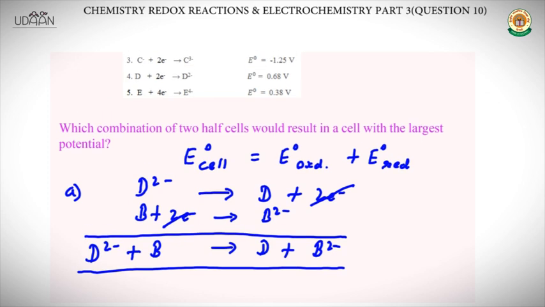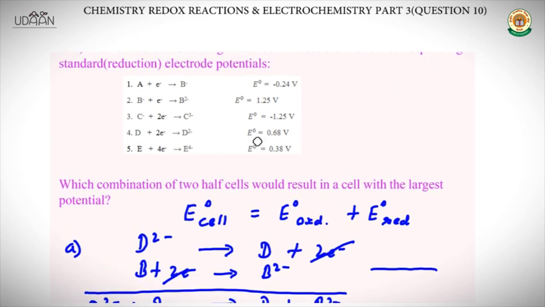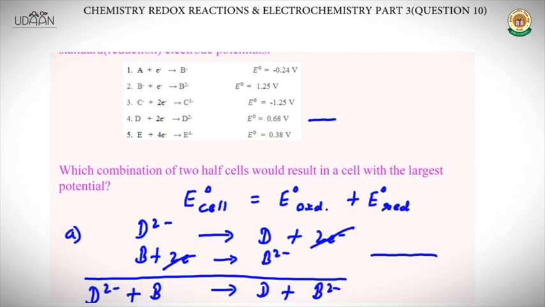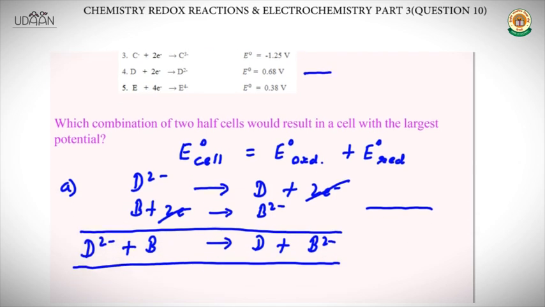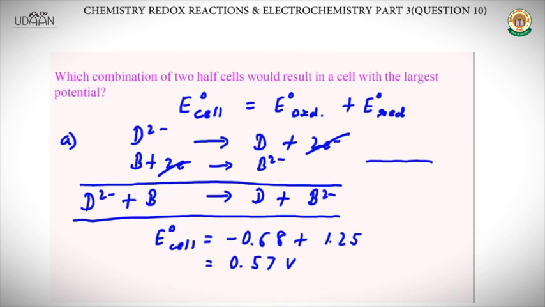Hence, for the first reaction, which is the oxidation of D, we can see from the given figure that for reduction of D, the value is plus 0.68. Hence, when we reverse the reaction, it would be minus 0.68, because this is oxidation in this case. For reduction of B, the value is directly given as 1.25, which would be directly used here. Hence, we can write E naught cell as E naught oxidation, which is minus 0.68, plus 1.25. This gives us 0.57 volt. So this is the end of the first part of the question.